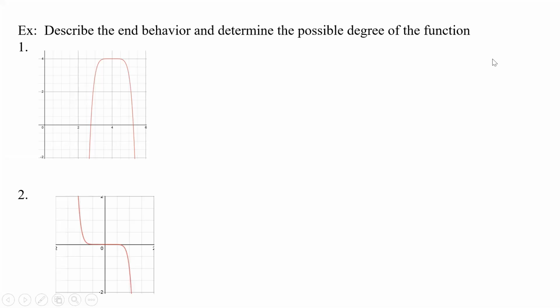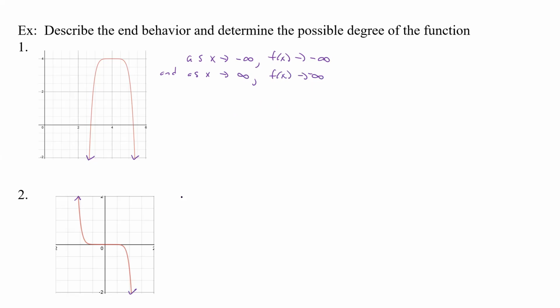All right, so let's move on to some other kind of questions. This one, we're looking at a graph that's already given, and it's basically coming down and it's going like that. This one's going like this. And it says describe the end behavior and determine the possible degree of the function. All right. Well, with this one, what is the end behavior? Well, as x goes to negative infinity, f of x goes to negative infinity, and as x goes to positive infinity, f of x goes to negative infinity as well.